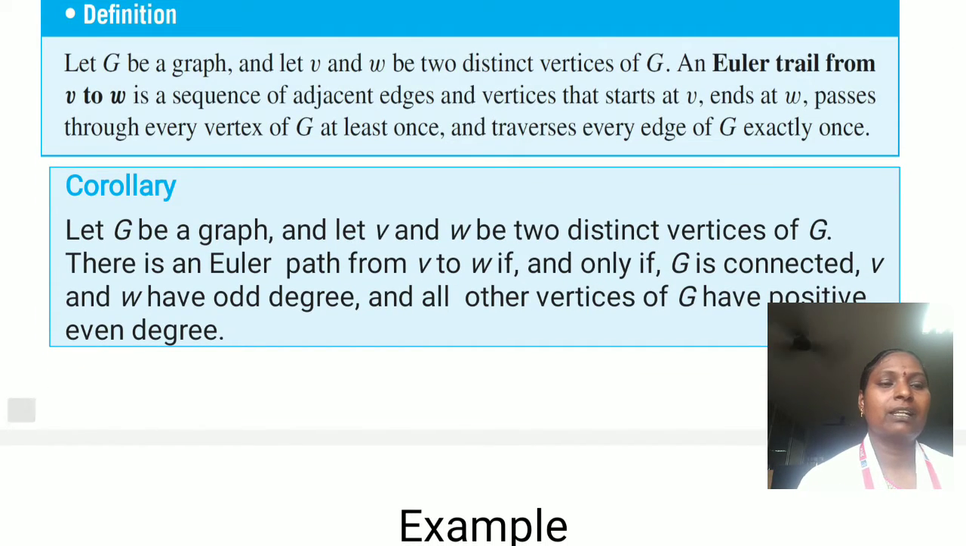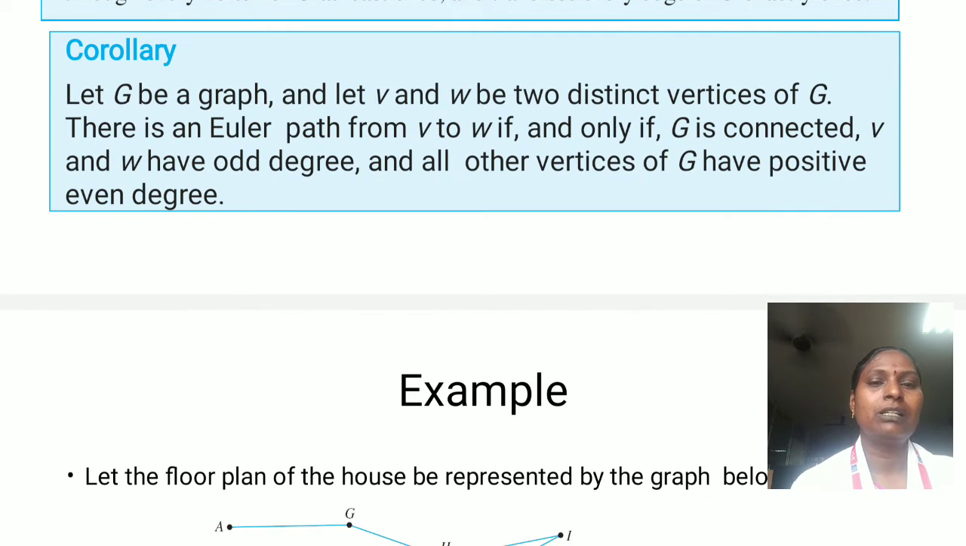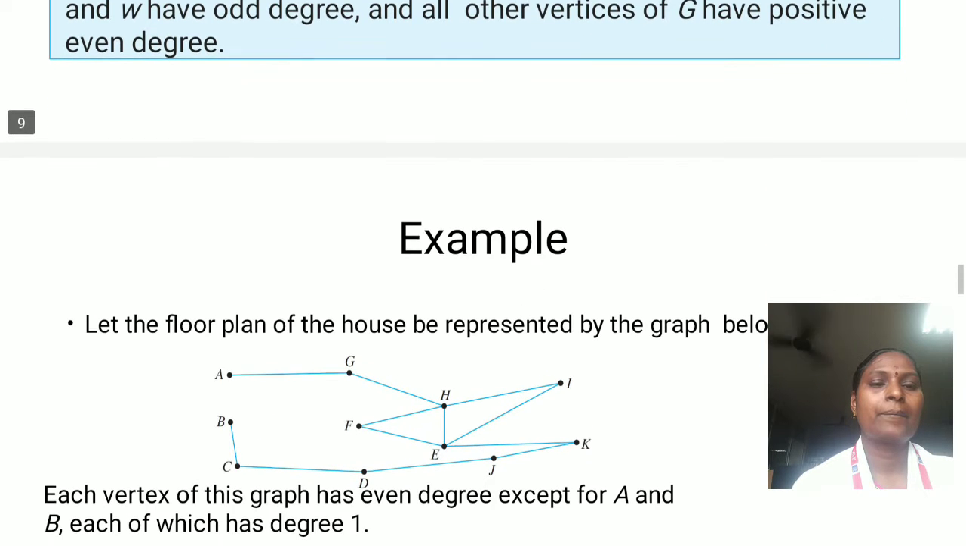Euler trail. What is an Euler trail? The definition of an Euler trail is: let G be a graph and let V and W be two distinct vertices of G. An Euler trail from V to W is a sequence of adjacent edges and vertices that starts at V, ends at W, passes through every vertex of G at least once, and traverses every edge of G exactly once. This is a corollary. Example.